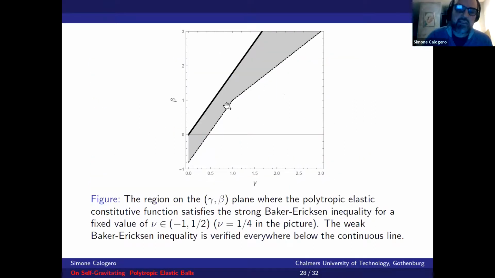So the weak Bernstein-Erickson inequality is satisfied everywhere below this line, and this is so for all models, right? Because I have to be below this line in this model. And the strong one is also satisfied in this shaded region, okay?